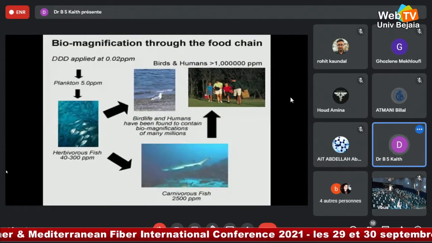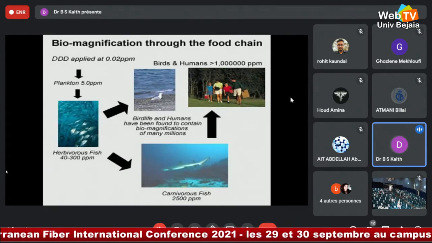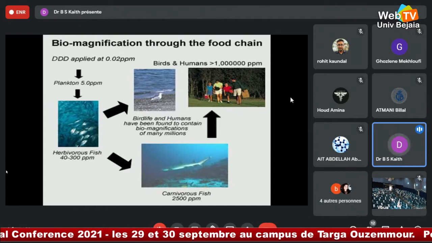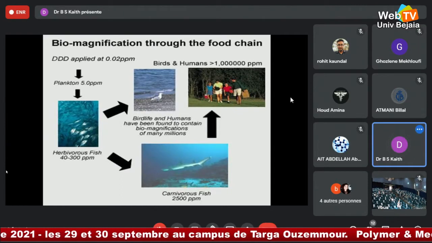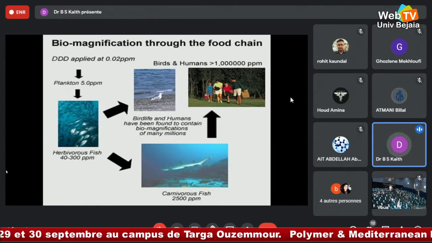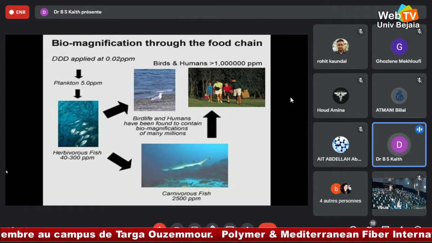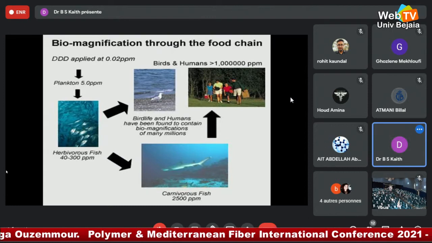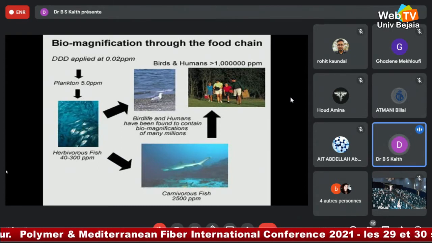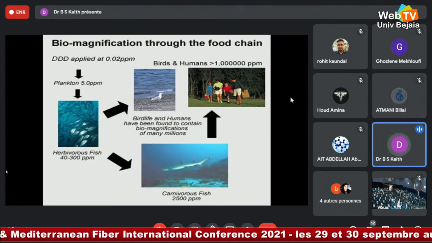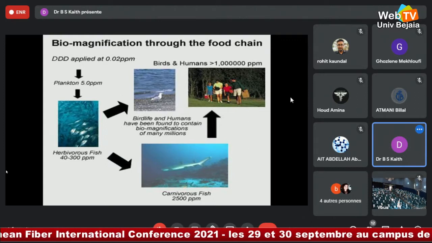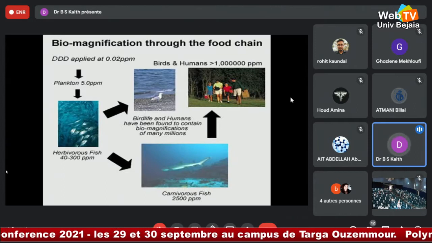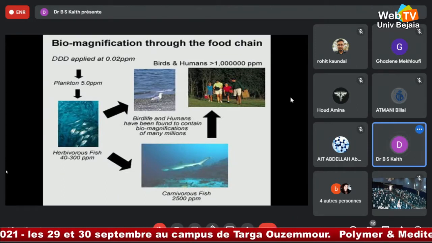Another problem is biomagnification through food chains. Again, another health problem. A lot of toxic chemicals are getting accumulated in our body through the food chain because we are giving excessive doses of agrochemicals to the farms, to the plants. And this biomagnification through the food chain is causing a lot of health problems all over the world.